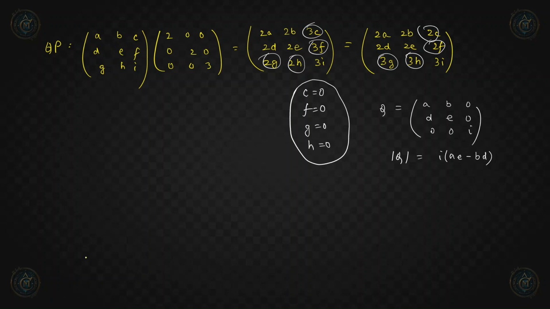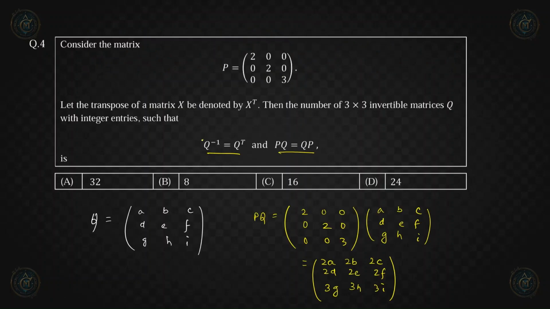Now let us see the given information again. Q inverse is equal to Q transpose. That means if we pre-multiply both sides by Q, we get Q times Q transpose equal to the identity matrix. That means this Q is an orthogonal matrix. That means we also must have Q transpose times Q equal to I. This you can verify using the same method: you just post multiply this equation by Q. So then we have Q as an orthogonal matrix.